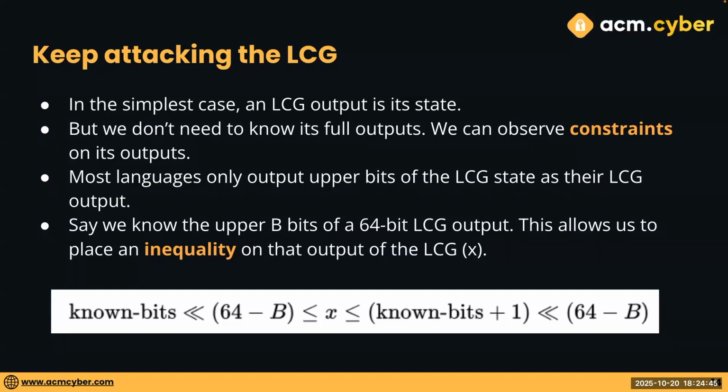This allows us to put an inequality on the value of the actual state. So for example, known bits shifted to the left by the amount of bits we know is less than or equal to the value we observe, which is less than or equal to known bits plus 1 shifted left. Basically, what this is saying is that if we aren't observing the full LCG output, then instead of saying that the LCG state is equal to something, now we have an inequality that gives us partial information on the LCG state.